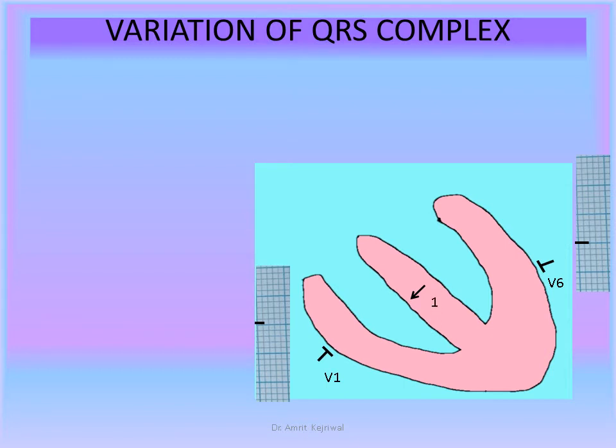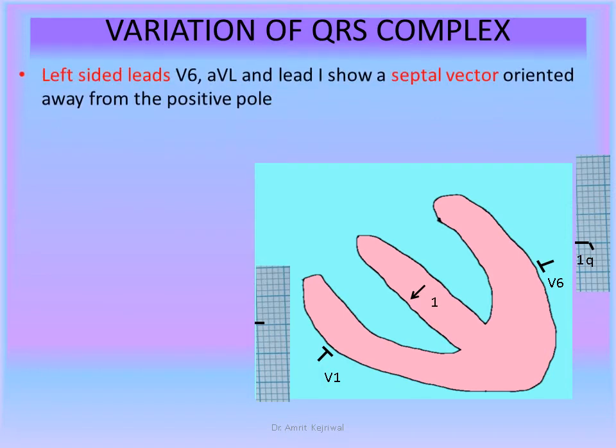On a left sided lead, what will it be? It creates a negative wave. This is negative in lead V6, and it's seen on ECG as a small Q wave. So left sided leads V6, AVL and lead 1 show a septal vector oriented away from the positive pole.